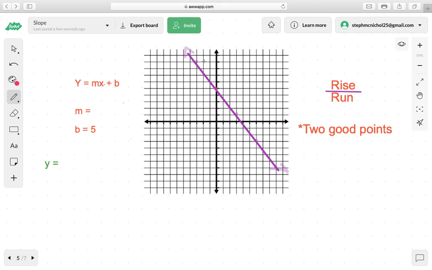We also want to take notice that this line is sloped negative. So I'm going to write that in because I tend to forget to do that. So I'm going to write in negative. And then I'm going to pick my two good points.